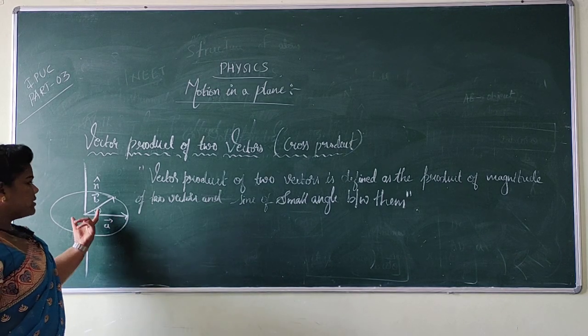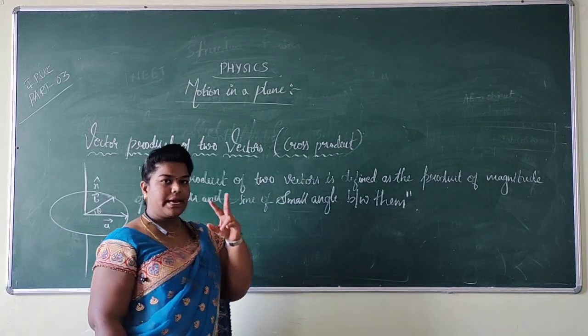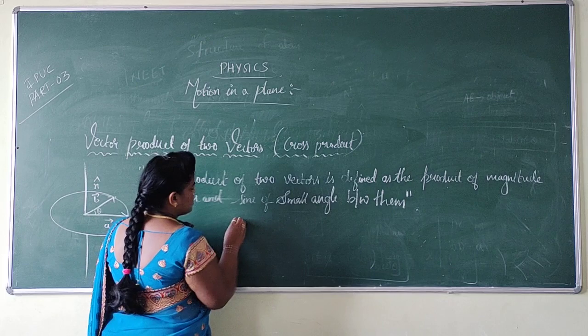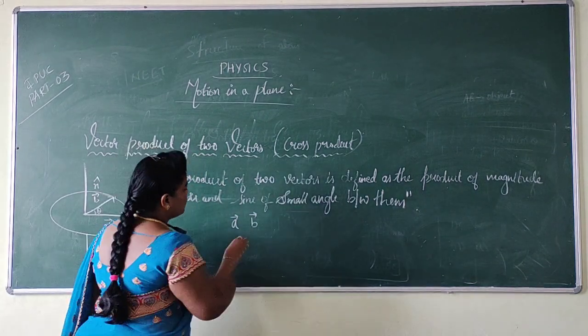Okay, so here I just represented the diagram already. So how is the vector product defined? There will be two vectors. So my dear students, I have the two vectors A and B. How to write the cross product?